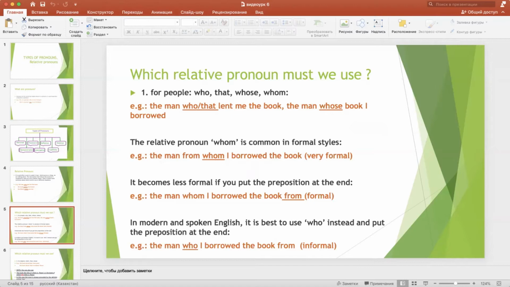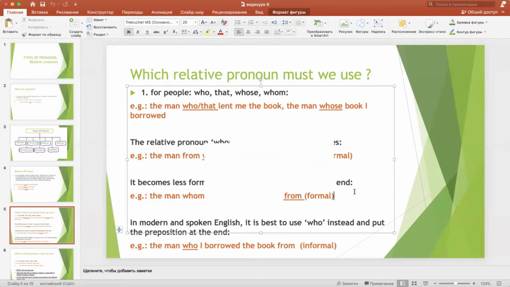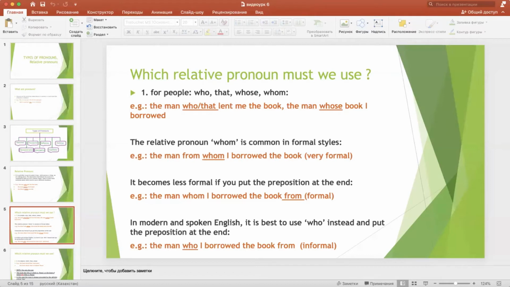It becomes less formal if you put the preposition at the end. For example, the man whom I borrowed the book from. It is less formal than the first sentence. So the underlined word is a preposition. In modern and spoken English, it is best to use who instead and put the preposition at the end. The example is the man who I borrowed the book from. You see here, it's very informal compared to these 2 sentences.